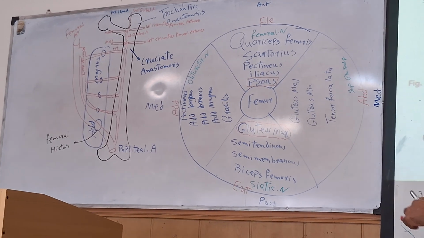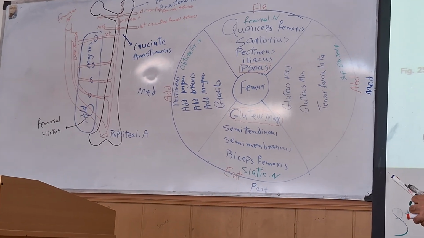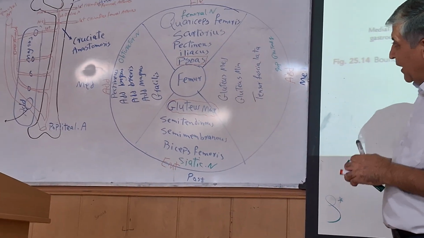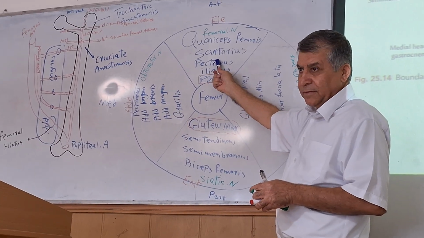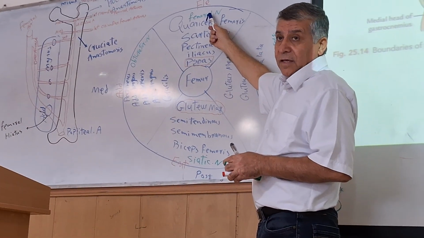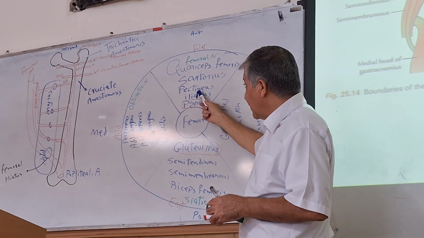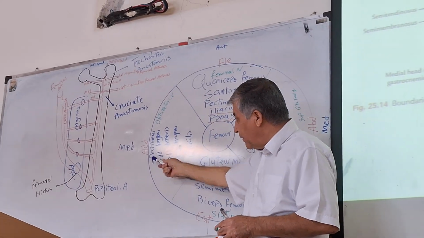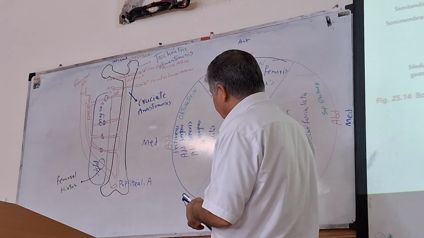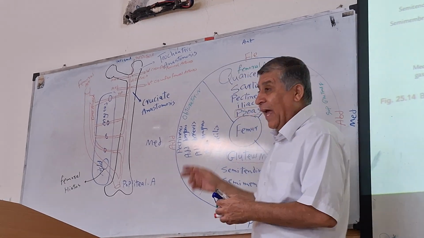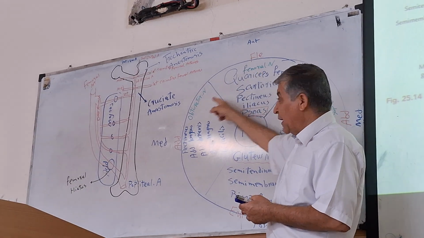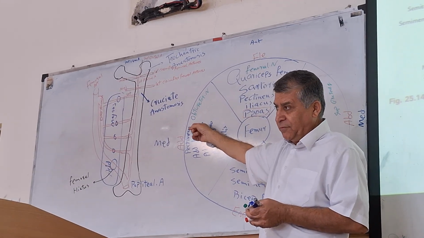But if you see this figure, you can see pectineus. Pectineus is a hip flexor and hip adductor and has two nerves: the femoral nerve and the obturator nerve. Okay?